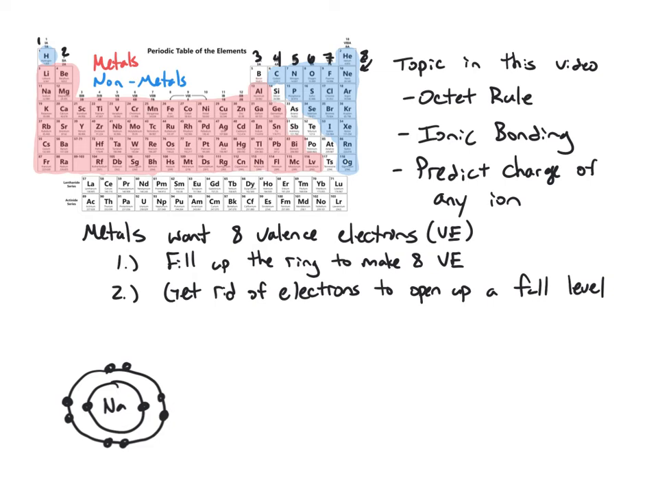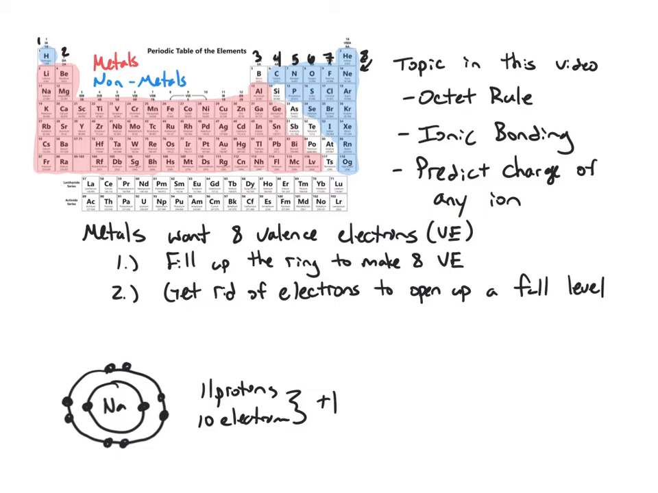And now sodium has a full outside valence electron energy level. But it lost an electron in order to do that. But it kept the same number of protons in the middle of the atom. It still has 11 protons, but now it has 10 electrons. And since it has 1 more proton than electron, it is now a +1 charge ion.